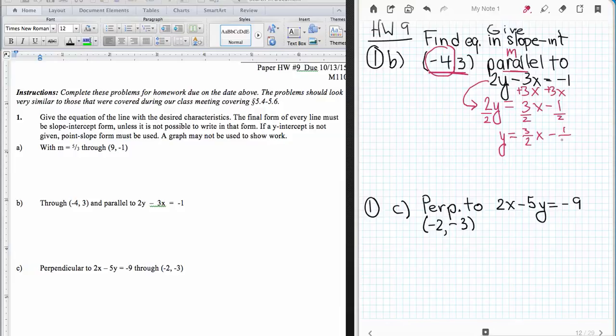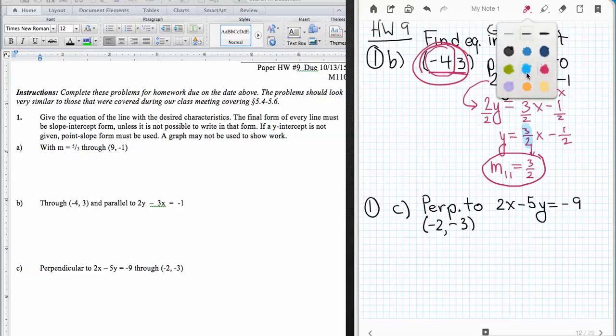Now I really don't care about that because all that I'm really interested in here is the slope right here. So if I have a line that's parallel to this, the line parallel to this is going to have the exact same slope. So my parallel line slope is also going to be 3 halves. So now I have the slope and I have a point here, and so I'm going to use the point-slope form to go ahead and calculate the equation of the line that goes through 4, -3 and has the slope 3/2.